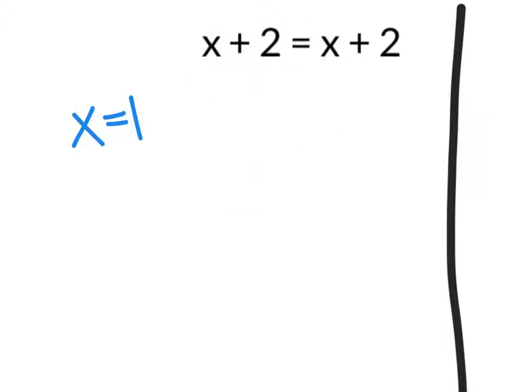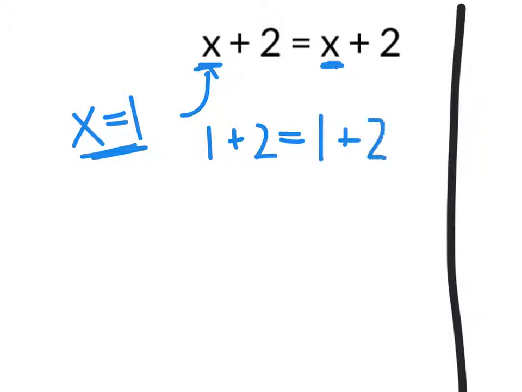Let's say I plugged in x equals 1. That would give me 1 plus 2, plugging that 1 in for x, equals, and then instead of x, I'm going to put 1, then I still have plus 2. That would give me 3 equals 3. That makes sense. So x must equal 3, right?